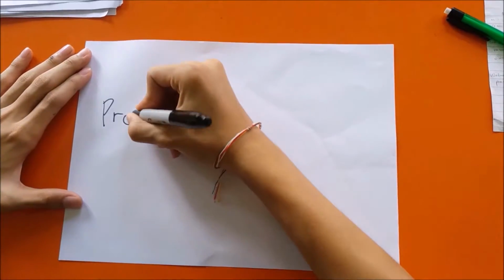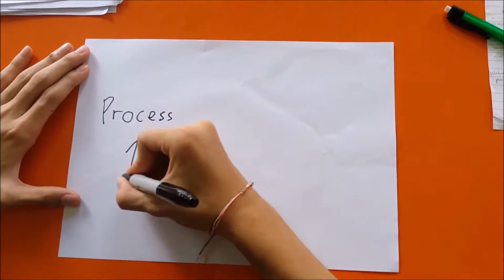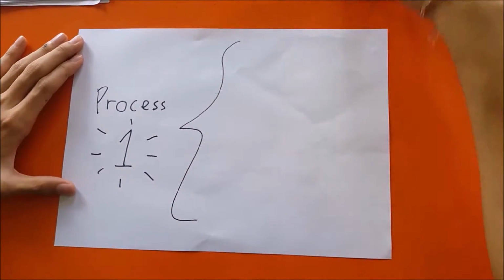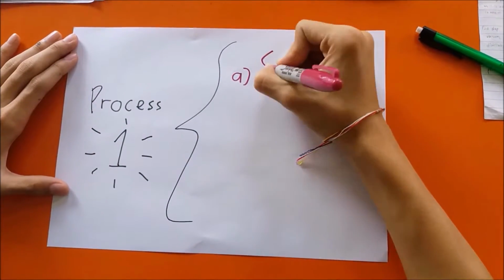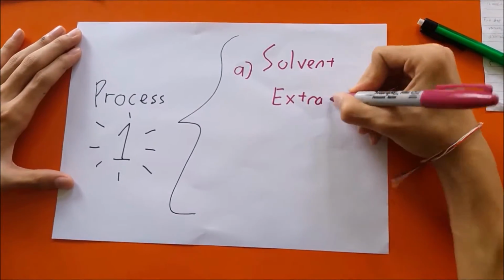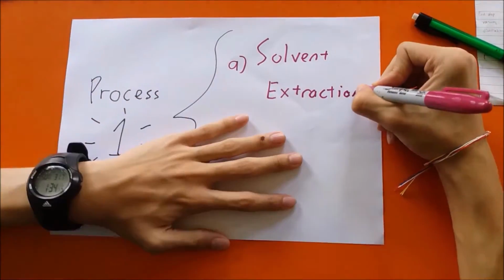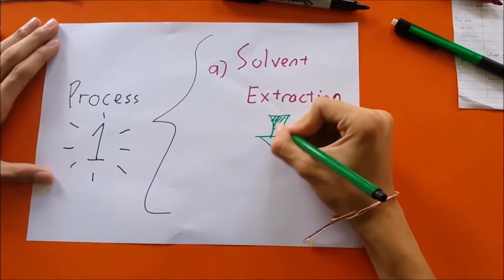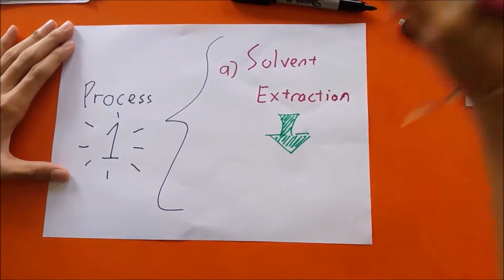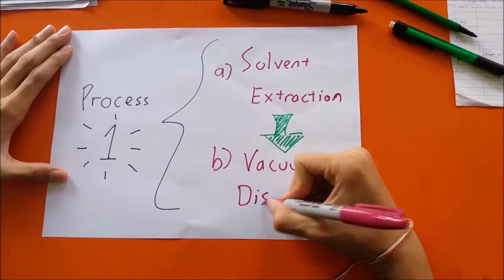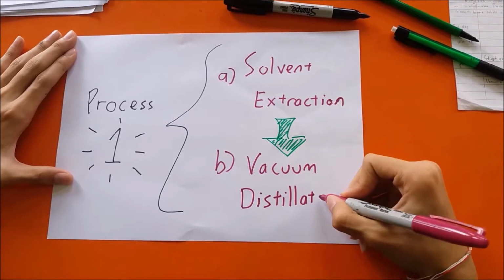Starting from process 1, it is divided into two steps. Process 1A is called solvent extraction, whereby our solvent, hexane, will be used to extract the odoriferous substance out from the jasmine flower. Process 1B is called vacuum distillation. Vacuum distillation reduces the partial pressure of a mixture, thus allowing volatile components of low boiling point to be separated from the mixture.